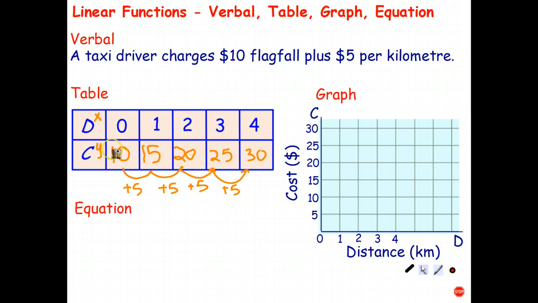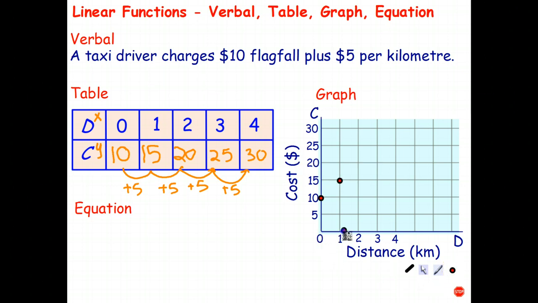And I'm going to plot the point 0, 10. So that means starting at the origin, I run nowhere and I jump 10. And that gives me a point just there. The next point, the distance is 1 kilometer. So I go to 1 kilometer and the cost is $15.